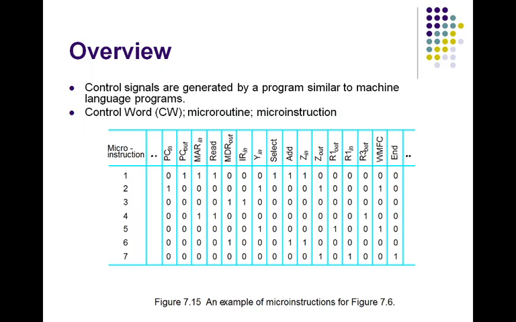A sequence of control words corresponding to the control sequence of a machine instruction constitutes the microroutine for that instruction, and the individual control words in this microroutine are referred to as microinstructions. The microroutines for all the instructions in the instruction set of a computer are stored in a special memory known as control store. The control unit can generate the control signals for any instruction by sequentially reading the control words of the corresponding microroutine from the control store.